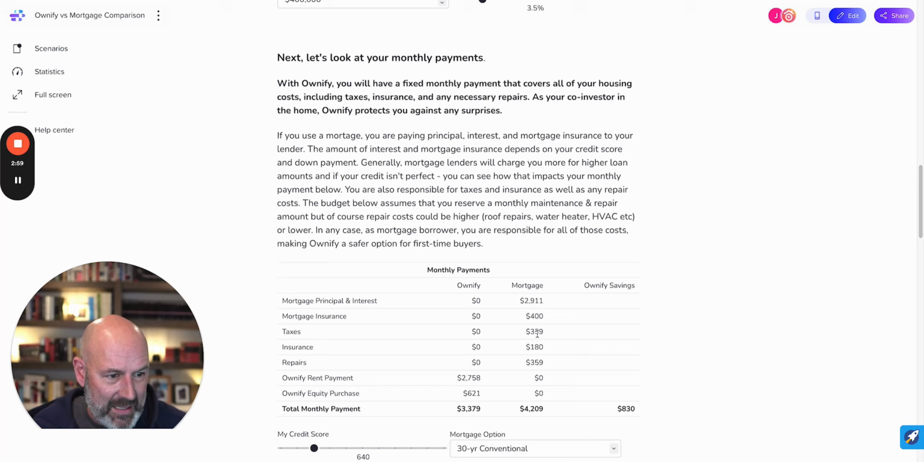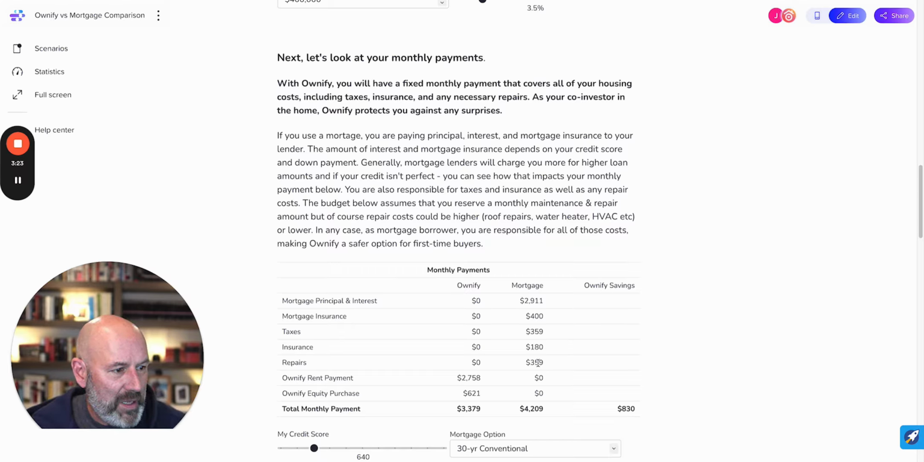You're paying taxes, so property taxes, of about $359. That depends on the community you live in, sometimes higher, sometimes lower. You obviously have to pay for insurance. That's your responsibility, homeowner's insurance. The lender will ensure that you do that. And you have to have a budget for repairs, right? As a homeowner, you're on the hook for that if you use a mortgage to finance your home.